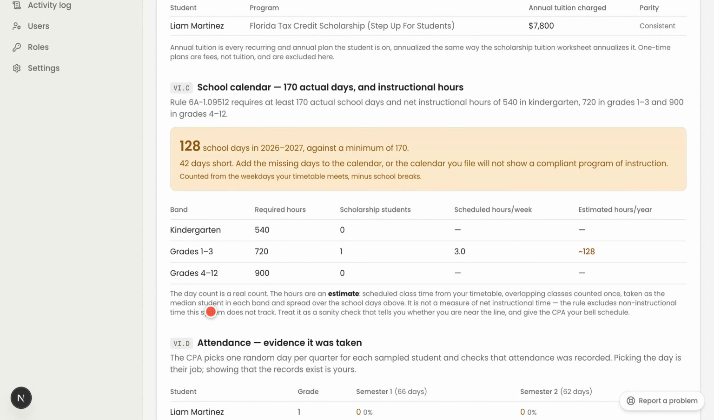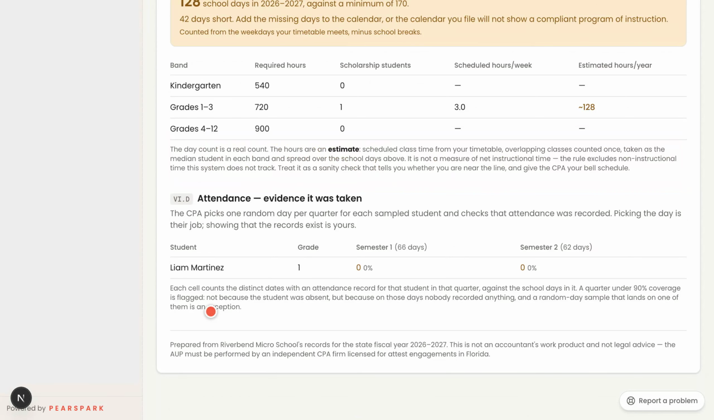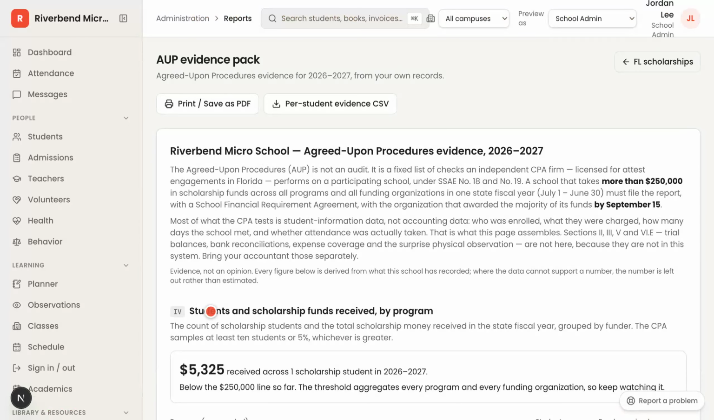6D is the attendance register. This year has not started, so it is empty. Under 90% coverage is flagged, because that is where a random day sample finds a gap. Print it as a PDF for your accountant, or download the per-student evidence CSV.